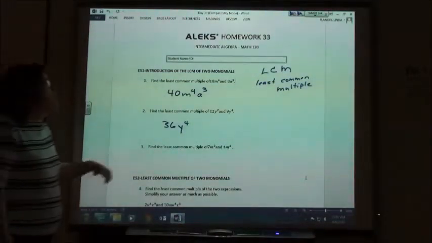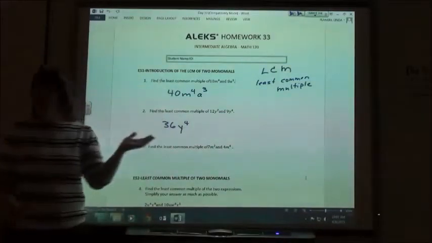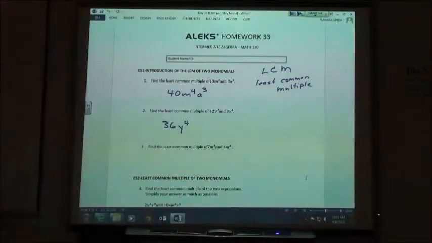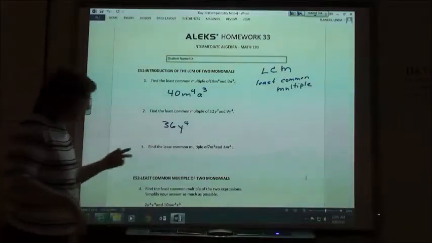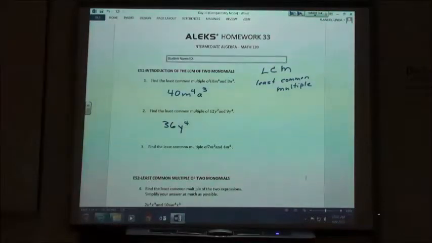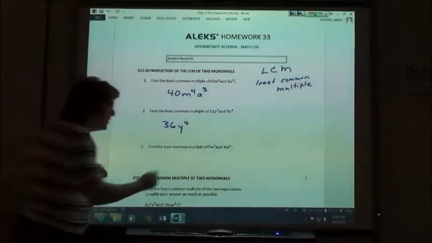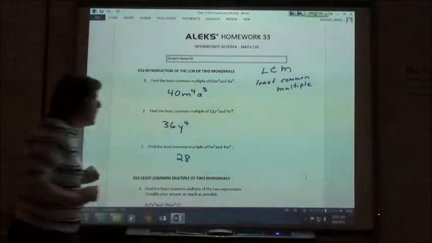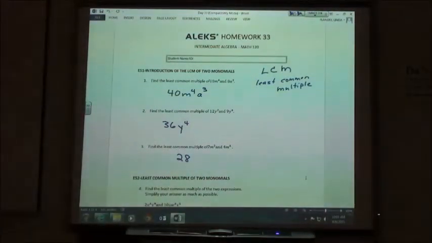So you had ones that were greatest common factor where you found the smaller things. With greatest common multiple, or least common multiple, you find the bigger ones. So if I'm going to do my least common multiple of 7m squared and 4m to the fourth, I would have what? 28. M to the fourth.